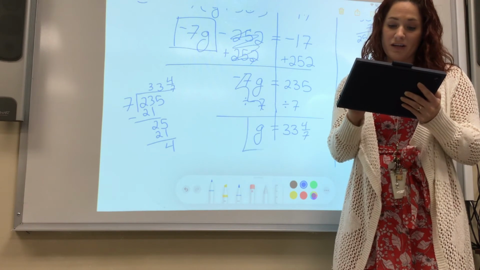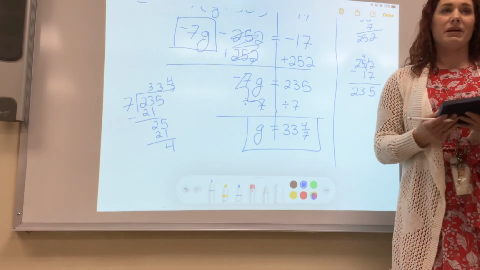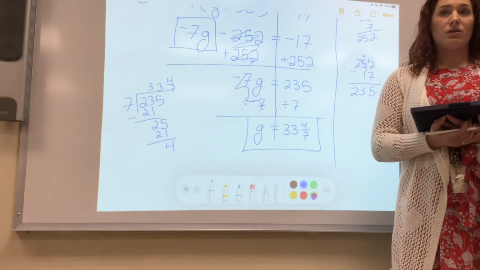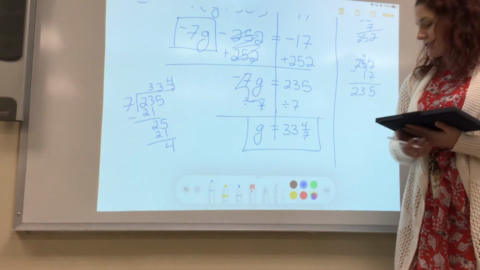Writing the fraction is easier than writing the decimal. A lot of you want to keep dividing, which you can, but the fraction's easier. You're done in one step. Okay, 33 and 4/7 is our answer.